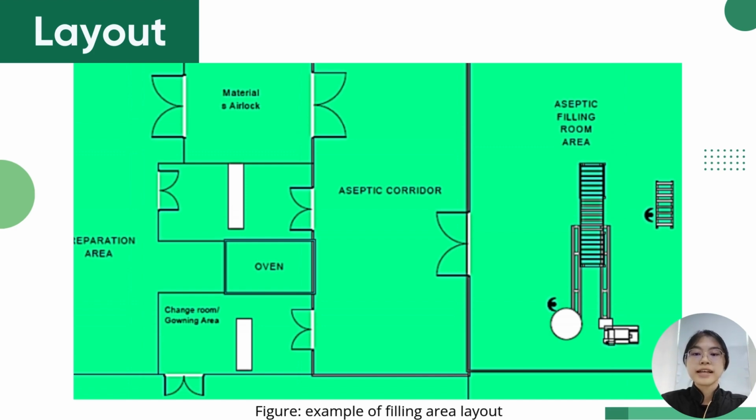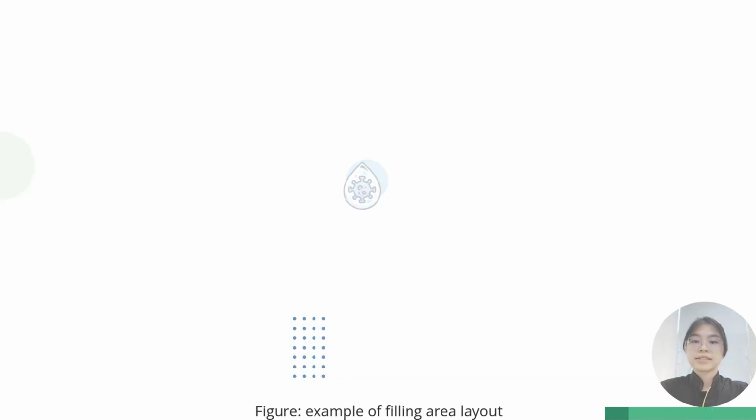Finally, we reach the aseptic filling room area on the right-hand side, which is the most critical zone where the actual product filling occurs under strict aseptic conditions. This layout is designed to ensure a unidirectional flow, minimize contamination, and comply with GMP requirements.